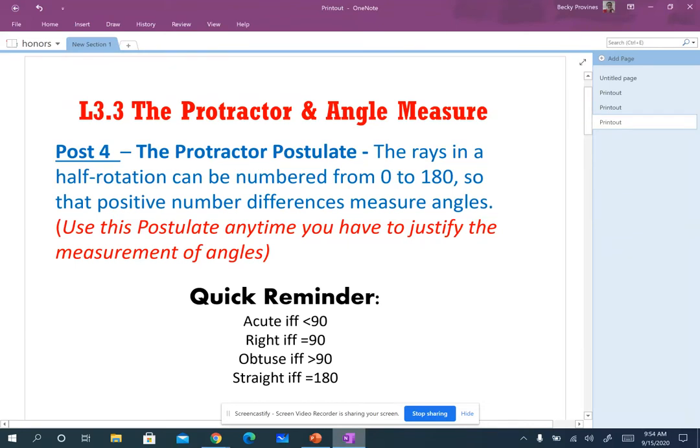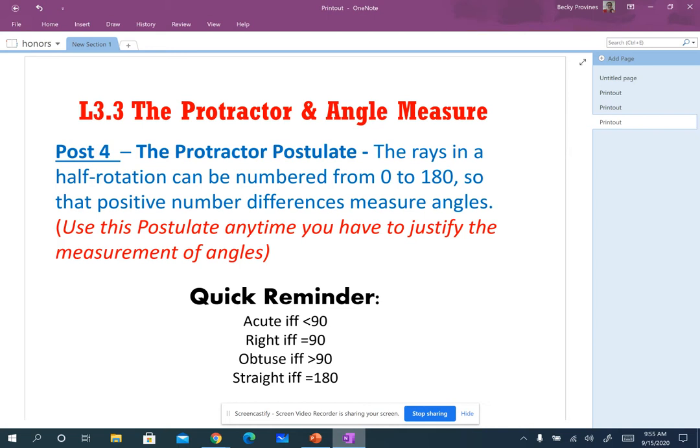Hi, welcome back. We're going to go over lesson 3.3, the protractor and angle measure lesson. So we're going to start with postulate 4, which also has the name the protractor postulate. When you're doing your homework, I usually just refer to it as postulate 4. Let me read it to you.